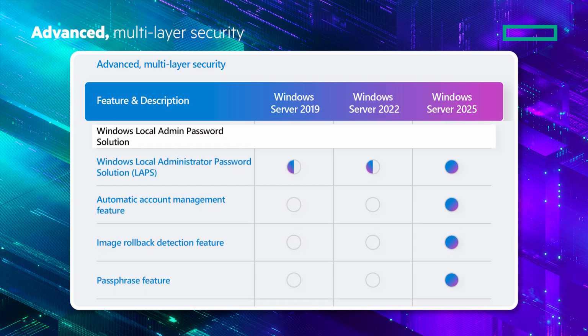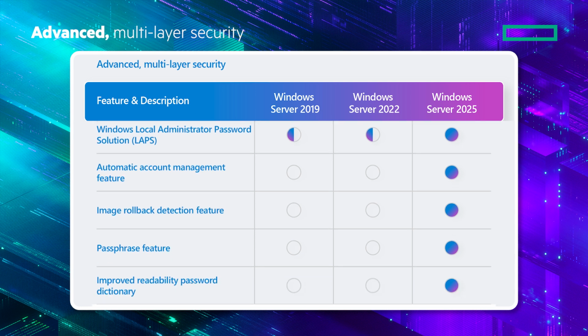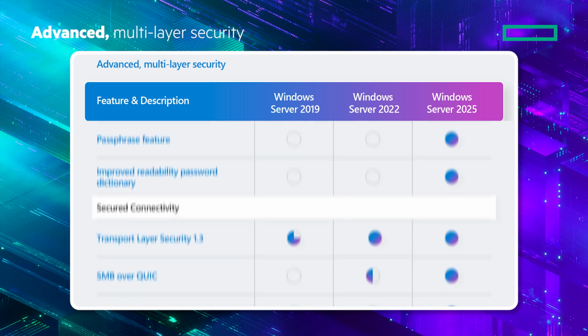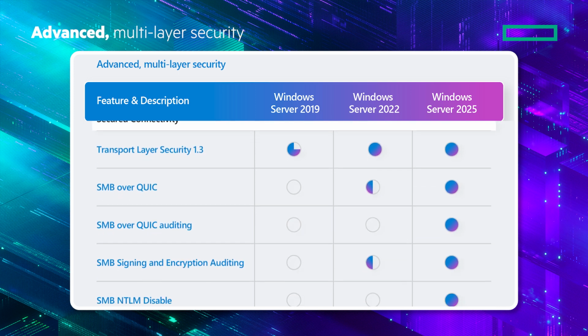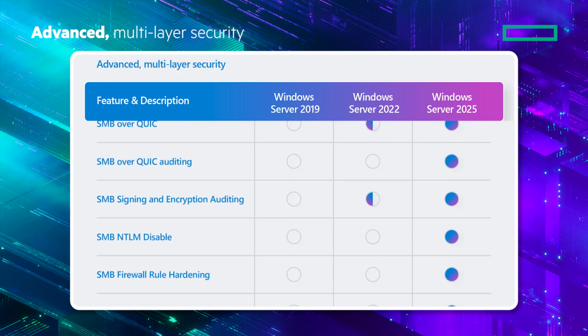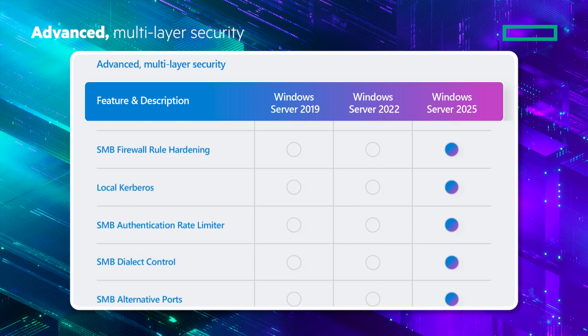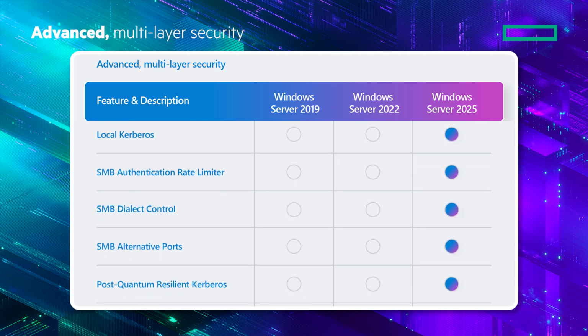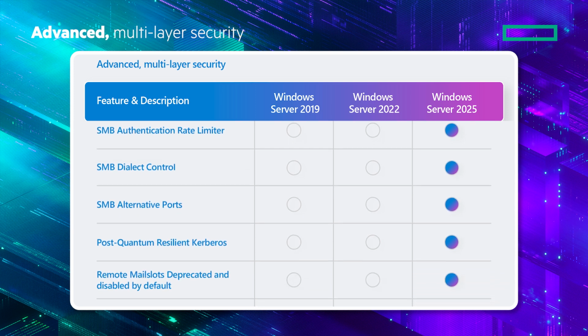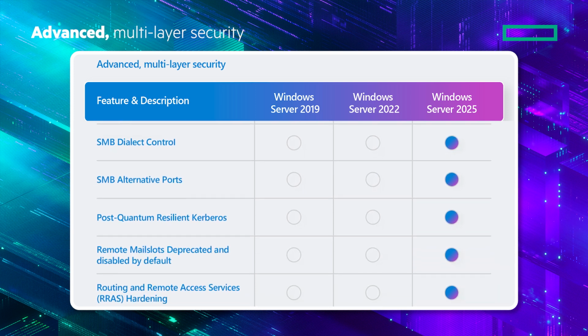Windows LAPS helps organizations manage local administrator passwords on their domain-joined computers. It automatically generates unique passwords for each computer's local administrator account, stores them securely in AD, and updates them regularly. Secured Connectivity adds an additional layer of security during transport for advanced protection. This includes improvements to Hypertext Transfer Protocol Secure, known as HTTPS, Transport Layer Security, and Secure Message Block.